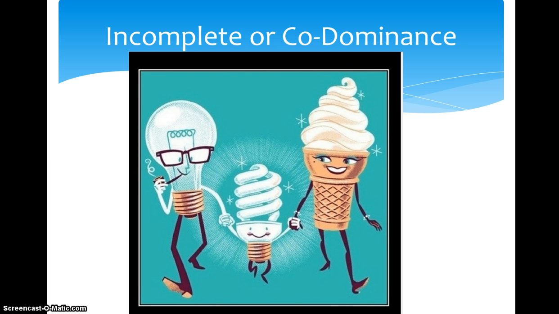As has become the tradition, first let's start with a science joke. If you've always wondered where those twisty light bulbs came from, you now know that it came from a combination of a light bulb and a twisty ice cream cone. The question is, do you know if that's incomplete dominance or codominance? I hope you picked incomplete dominance because it has characteristics of both parents combined together.